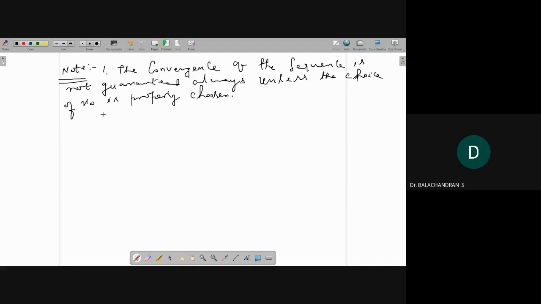So next note: the convergence is linear and the convergence is of order 1. So the convergence of this method, okay, the convergence.